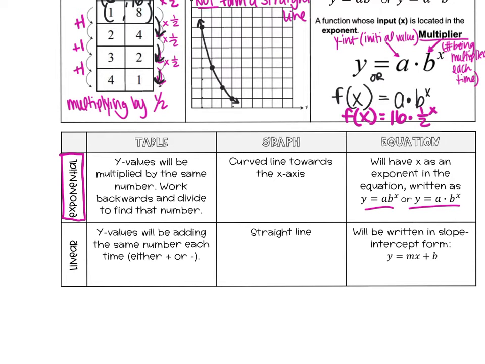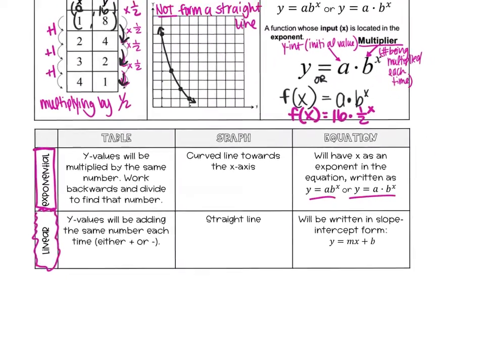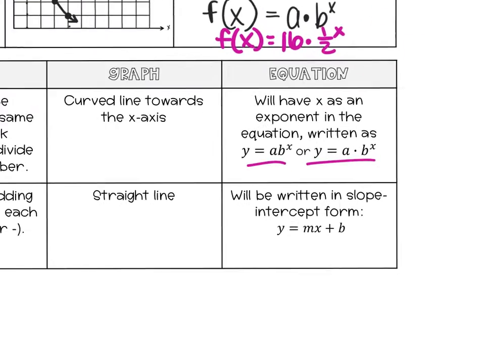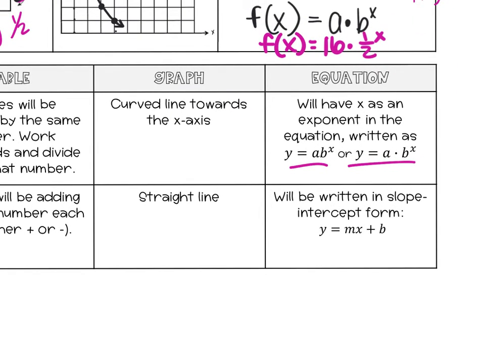All right, for the linear, like we saw on the top, the y values will be adding the same number each time, or adding a negative, and then the graph made a straight line if we connected those dots, and the equation will be written in slope-intercept form like y equals mx plus b. All right, now we're going to practice.